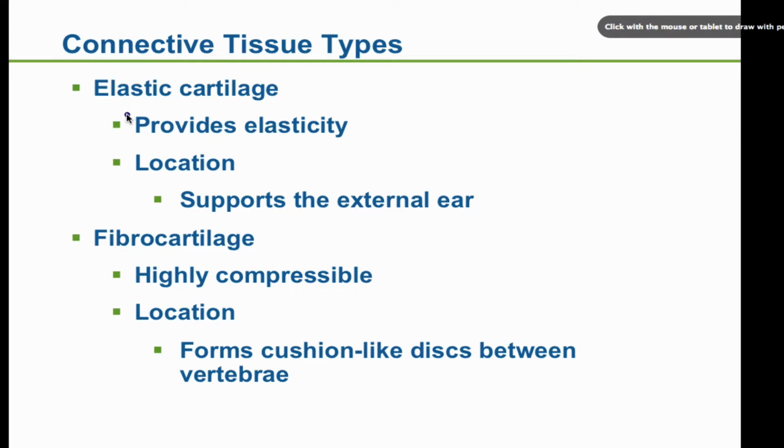Elastic cartilage. I don't think you have to write a whole lot down about elastic cartilage. It provides elasticity. Imagine that. It is in the name. An example is the external ear. Then let's move right along to fibrocartilage. Fibrocartilage is highly compressible, and it's going to form the cushion-like discs between the vertebrae.